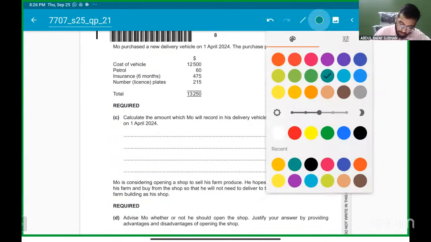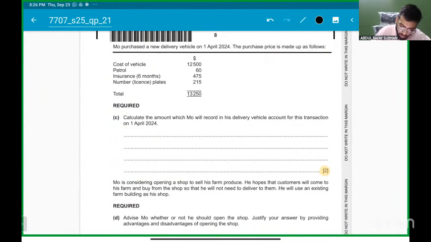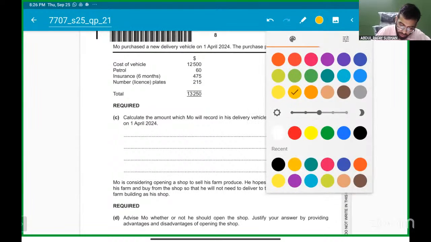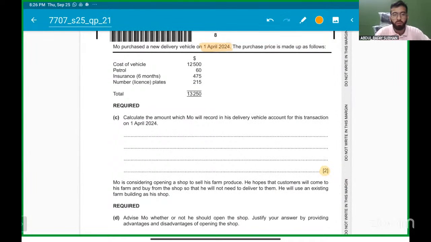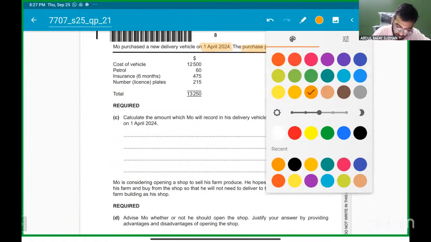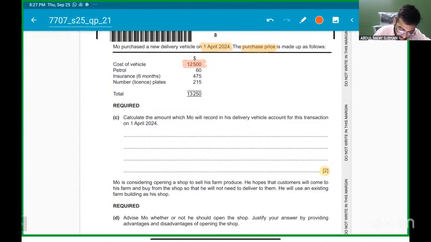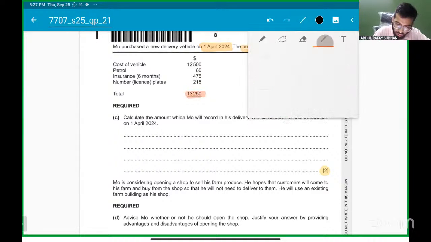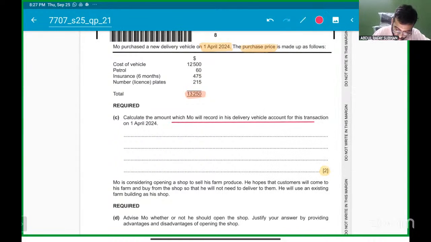The question says that Mo purchased a new delivery vehicle on 1st April 2024. So, in the same year, we purchased a new delivery vehicle. The purchase price is made up as follows. The cost of the vehicle is 12,500. Petrol is 60. Insurance for the 6 months is 475. Number license plate is 215. Total is 13,250. You have to calculate the amount which Mo will record in his delivery vehicle account for this transaction on 1st April.